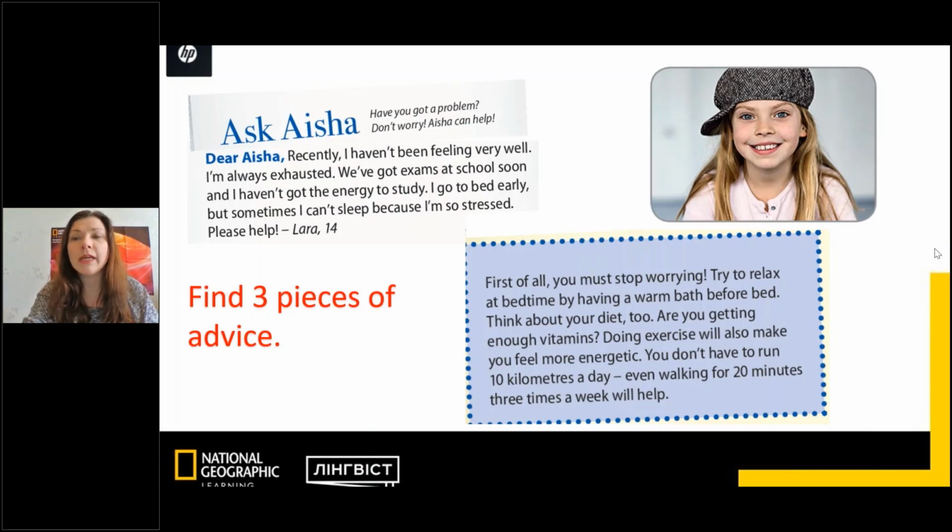So which 3 pieces of advice have you found in Aisha's ones? Not your ideas, but stop worrying. Good. The first, must stop worrying. Yeah, it's not just advice, but it's very strong advice here. You must do that. Stop worrying, diet, and sport.